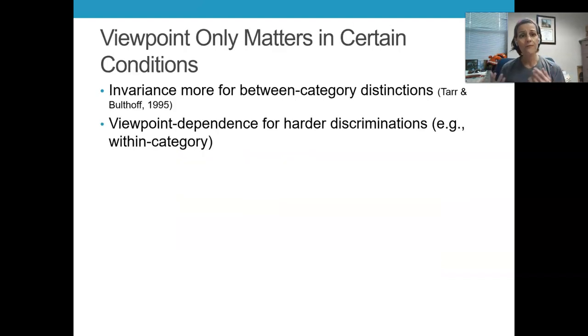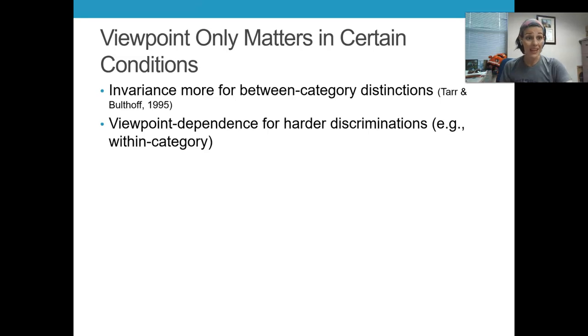So a lot of people have found that viewpoint only matters in certain types of situations. So if I'm trying to tell the difference between a bike and a car, I don't need to worry about viewpoint there. There's enough difference between these two categories that I can clearly tell the difference and viewpoint won't matter. And Tarr and Bülthoff actually found this out in 1995. However, for harder discriminations that are within the same category, you might need a better viewing angle.